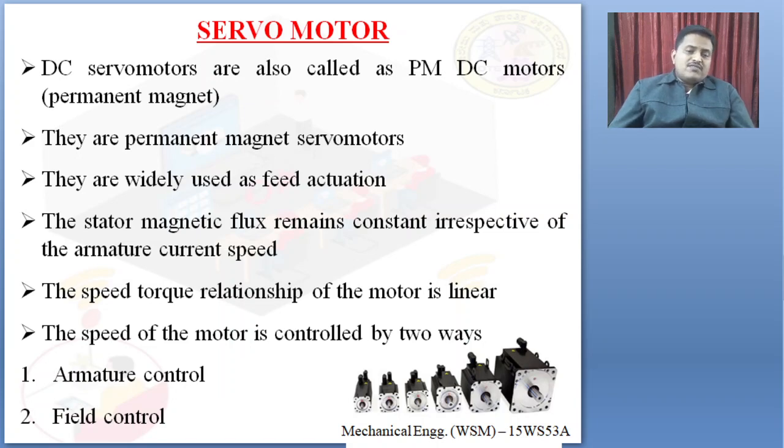The speed of the motor can be controlled in two ways: one is armature control and the other is field control. So in a servo motor, there are only two important ways we can control it. One is armature control, the second is field control. These are the only two ways we can do this.